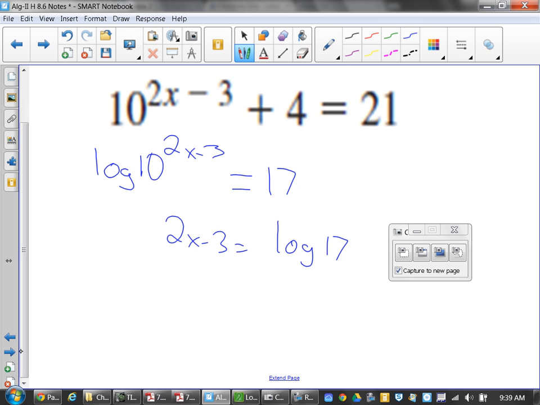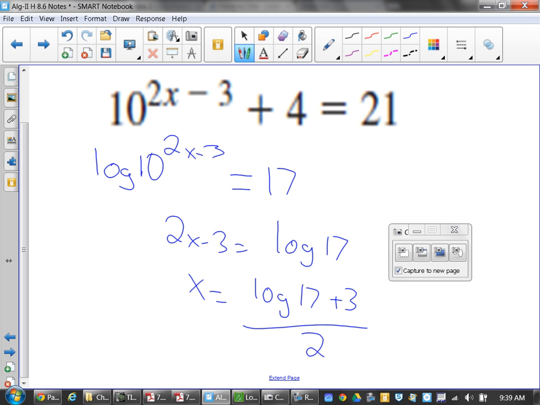Now, before I go to do all this in my calculator, does everybody agree that in order to solve for x here, the first thing you have to do is add 3 and then divide by 2, correct? Yeah. So we get x is going to equal log of 17 plus 3 all over 2.